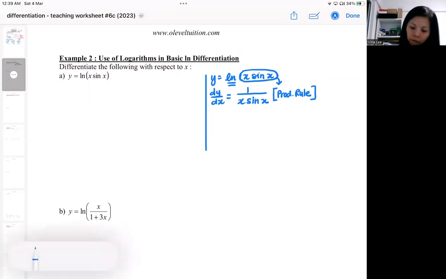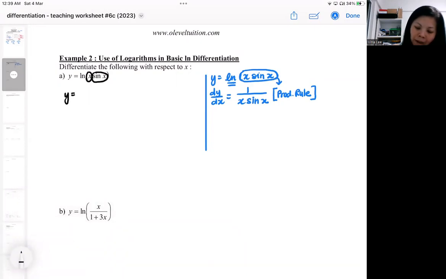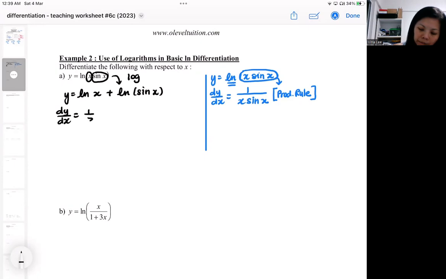But if let's say you recognize that this is log of a product, you apply the logarithm rule, it will become log plus log. So if you recognize that you can do a log plus log, then you differentiate separately.